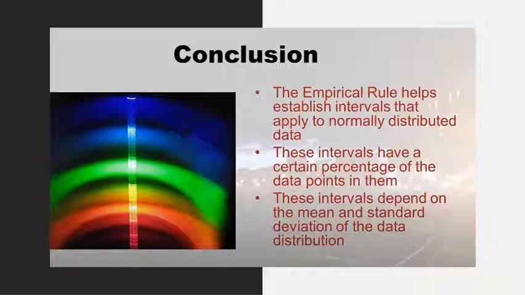So, conclusion. The empirical rule allows us to establish intervals that apply to normally distributed data only. These intervals have a certain percentage of the data points in them, and we've seen that just by looking at that chart. These intervals depend on the mean and the standard deviation of the data distribution, and that is why it's so important to get your mean and your standard deviation, and that is going to help us with the distribution of the data.